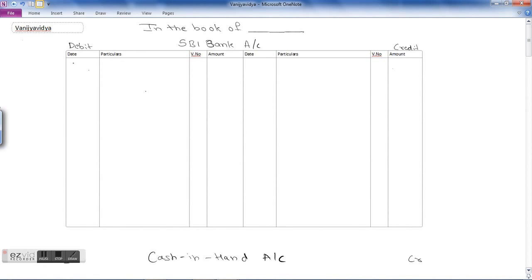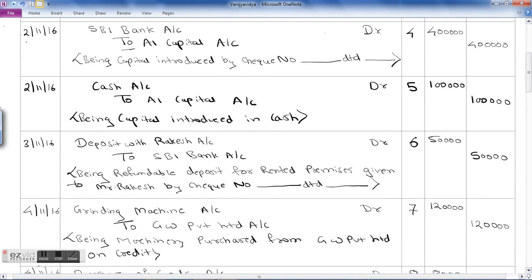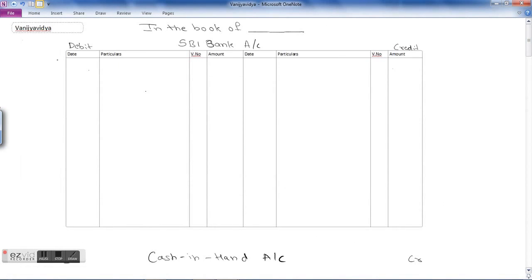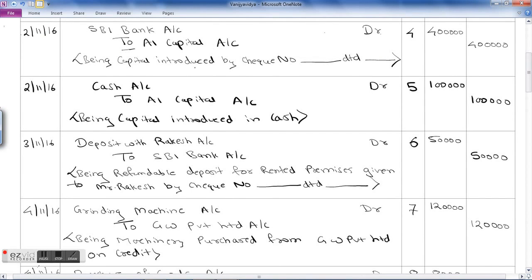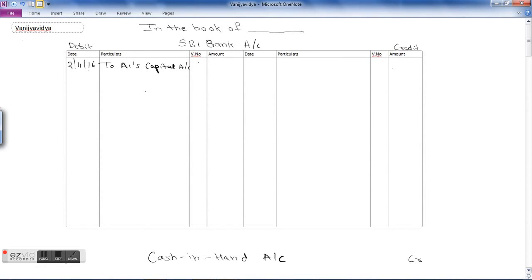So SBI bank account debit. On the debit side of the SBI bank account, I'll put the date, 2/11/2016. To capital account. Voucher number is 4. Amount is 4 lakh.